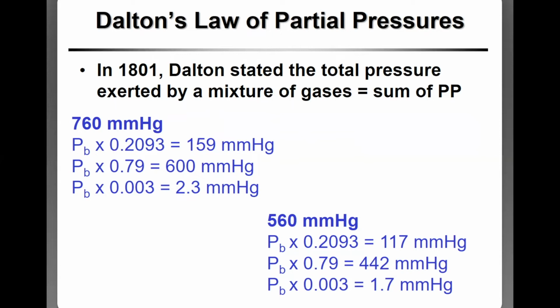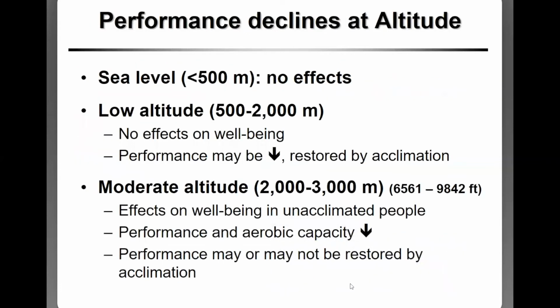So now as we move to altitude, we can do the same thing and multiply the new barometric pressure of 560 millimeters of mercury, and we will see that the partial pressure of oxygen is reduced. And this is the problem, or this is the concern. It's not that the amount of oxygen in the air is reduced, because it's still 21%. The issue is that the barometric pressure has been reduced, resulting in a reduced partial pressure of oxygen in the atmosphere. So we define sea level as anything less than 500 meters, and there's no effect on performance.